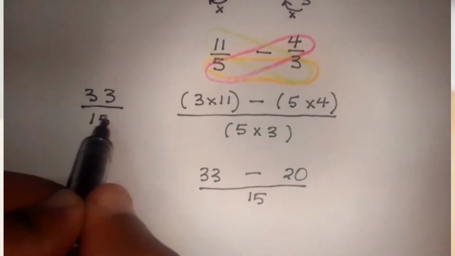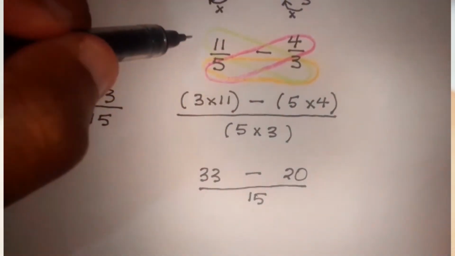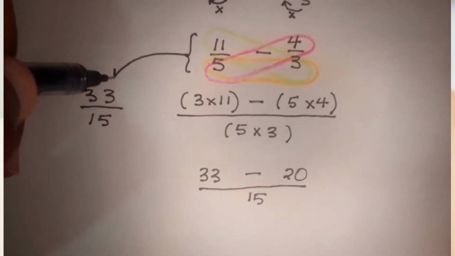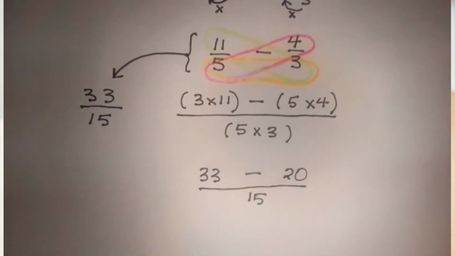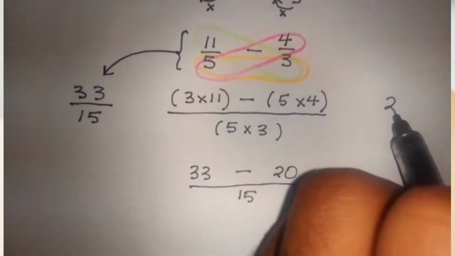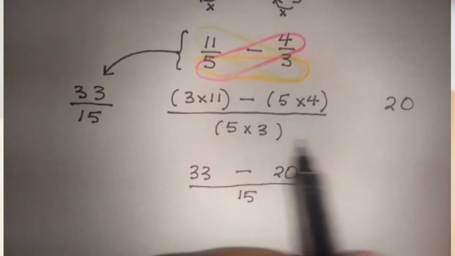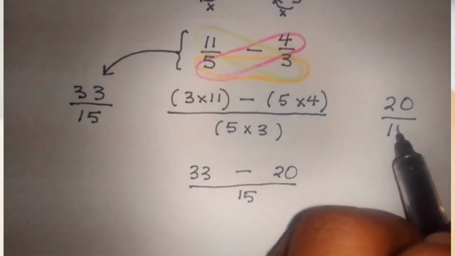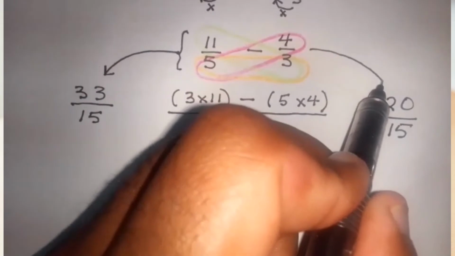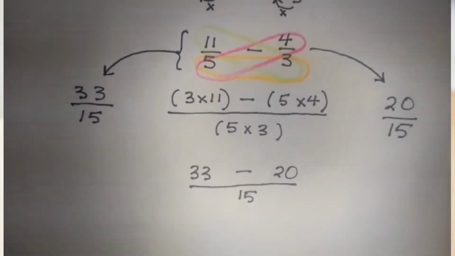So it tells me that 11 over 5 is equivalent to 33 over 15. Isn't that amazing? Now look at this side. 5 times 4 is the 20, and the 5 times 3 is the 15. So that means 4 over 3 is equivalent to 20 over 15.